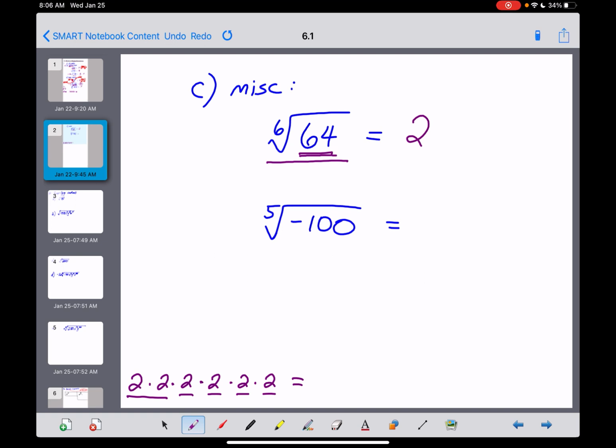Now, the second example I've given you on this page is a totally different thing. The fifth root of negative 100. Well, we learned something from the previous example we did down on the bottom. If I got rid of the last 2 and just did 2 times 2 times 2 times 2 times 2, there we go, five 2s, 2 to the fifth right there, guys, is 32. That is smaller than what we needed right here. So maybe the answer is 3.